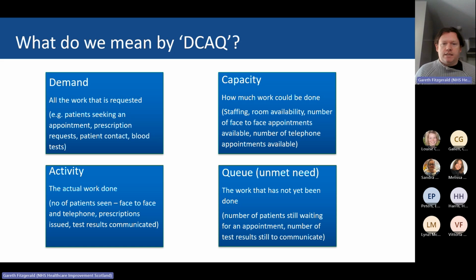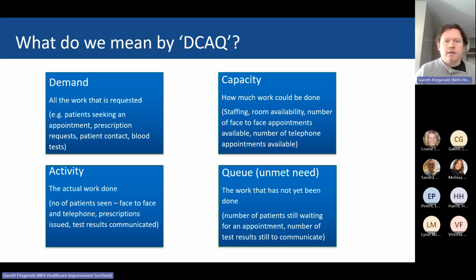Then there's the activity. The activity is probably the easiest to collect data on because it's the actual work that's being done. It's important to note there's often a perception that the activity is the demand or the capacity. It often isn't. It can be, but it's not. Activity is basically why these services exist. It's also important to note that some activity can create demand further down the line. For example, taking bloods will create a test result that then needs to be communicated to the patient further down the line.